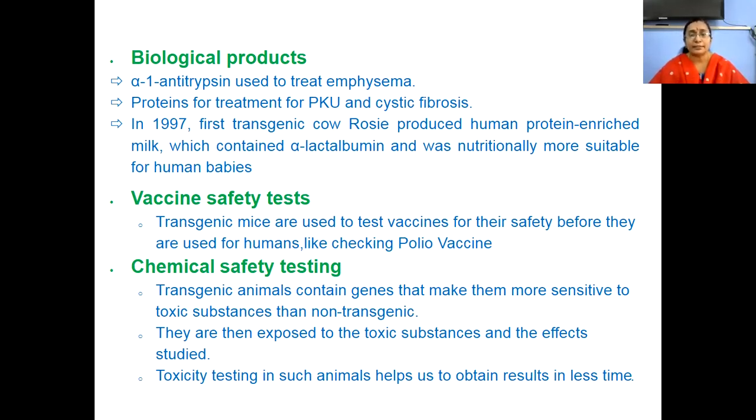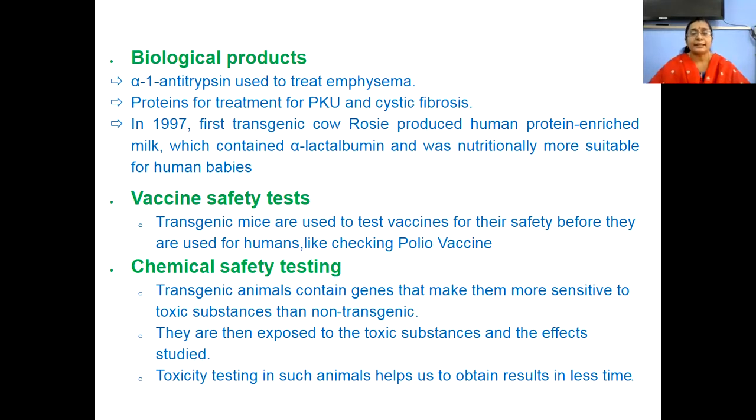So if the same cow, we can introduce human protein genes that will produce the human proteins, then the milk will have human proteins, and that will be nutritionally good for our human babies. Like this, the first transgenic cow, Rosie, we had introduced the gene for the human milk protein, that is alpha lactalbumin, and it produced milk that contained human alpha lactalbumin, which was nutritionally more suitable for the human babies.